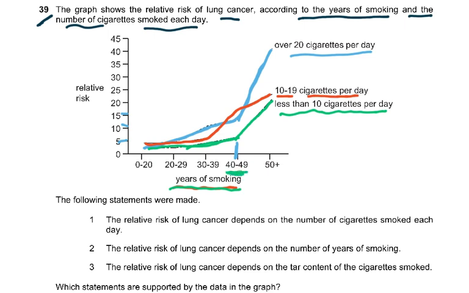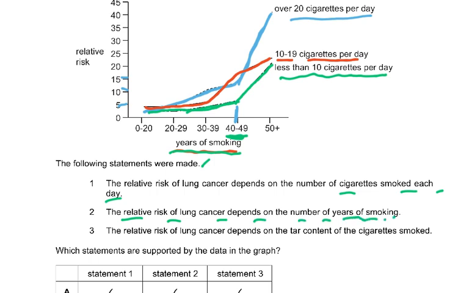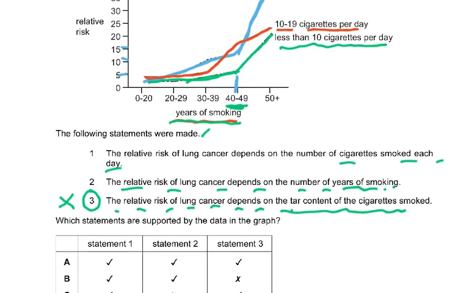After 40 years of smoking, the following statements were made. What you have to understand is when you read this question, you ask, does the graph tell me this? The relative risk of lung cancer depends on the number of cigarettes smoked each day. The relative risk of lung cancer depends on the number of years of smoking. The relative risk of lung cancer depends upon the tar content of the cigarette. Now, where is the tar content of the cigarette mentioned in the graph? When I read this question for the first time, I said, well, this is wrong.